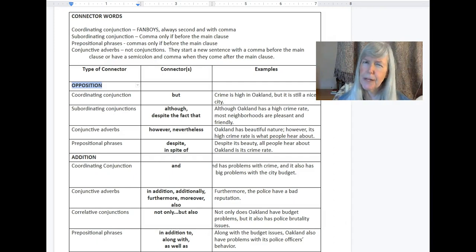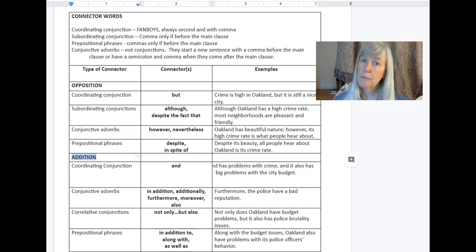Those all mean pretty much the same thing. I'm still expressing this one side and the other side. We have two different ideas that are in contrast, in opposition, but I can express those in several different ways. Also with the addition. So let's look at this next section about addition.